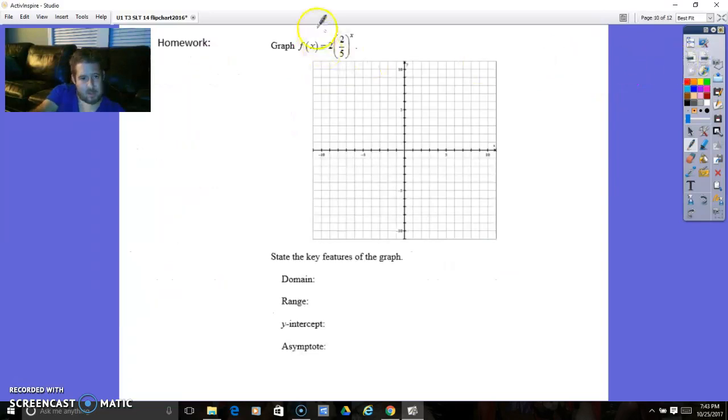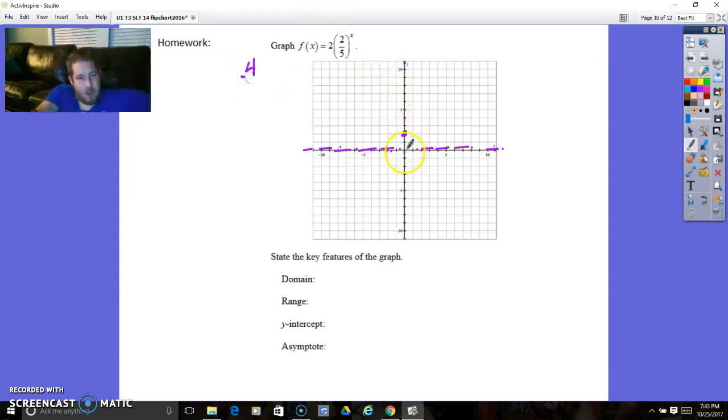All right, so that gets us to the homework. So I can plot the y-intercept, which is 2. I know that. It has no asymptote over here. Well, I mean, it has an asymptote. It just has an asymptote of 0. There's no number for the asymptote. And it's 2/5, which means that it's getting smaller. So 2/5 is really 0.4.